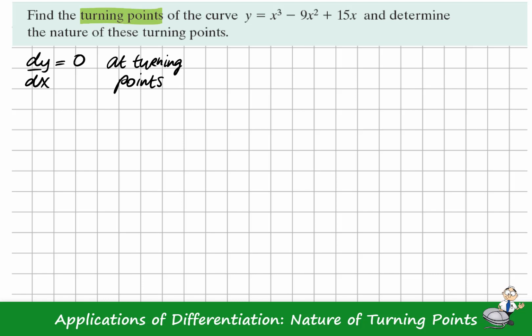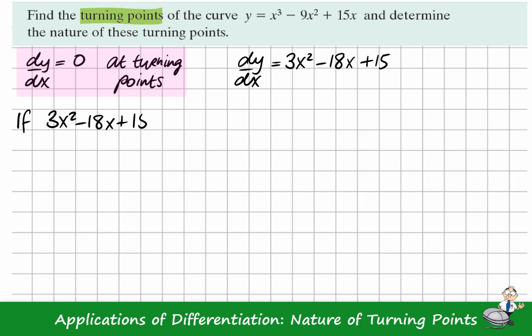So the first thing we need to do here is differentiate this cubic curve, giving a quadratic. So we multiply by the power, reduce the power by 1. So the slope function is 3x squared minus 18x plus 15. Now if this equals 0, as it does at the turning points, we have a quadratic equation to solve.